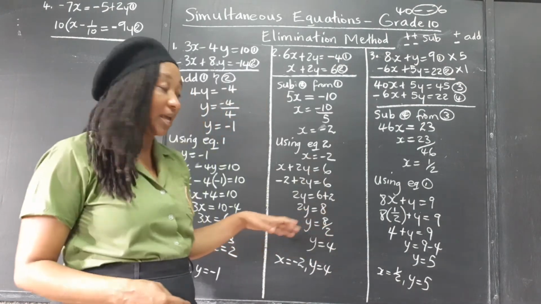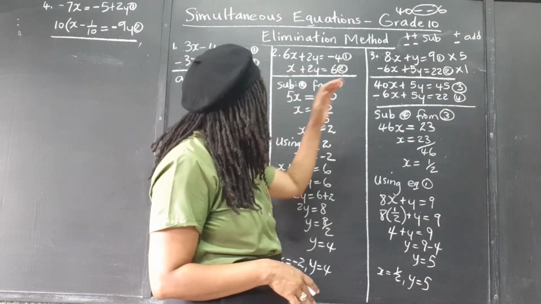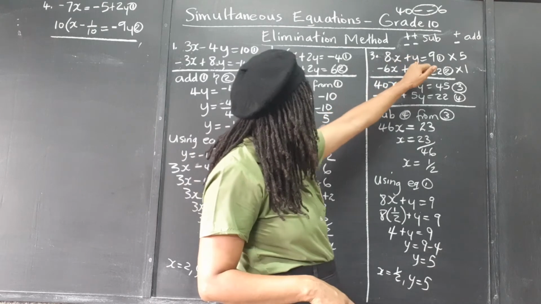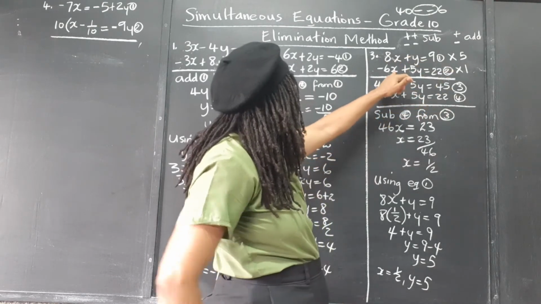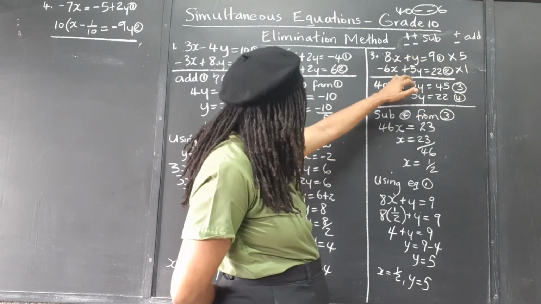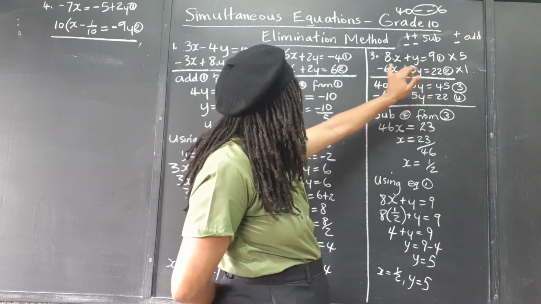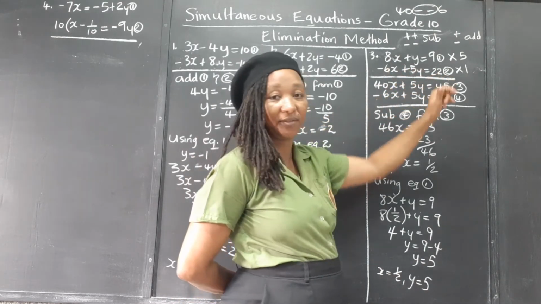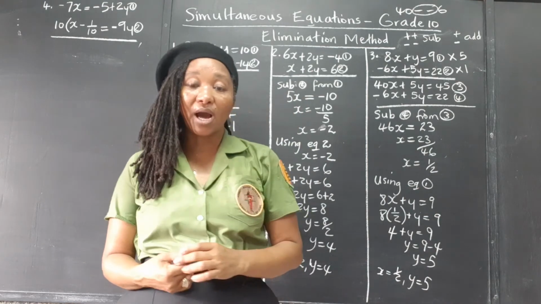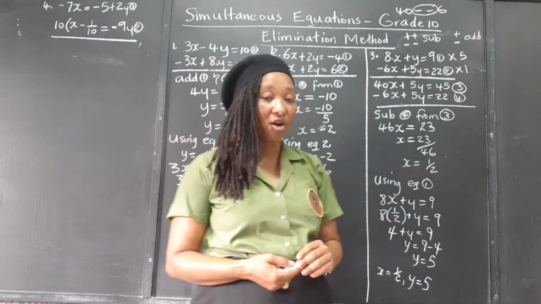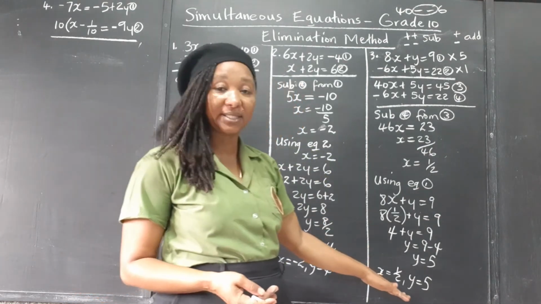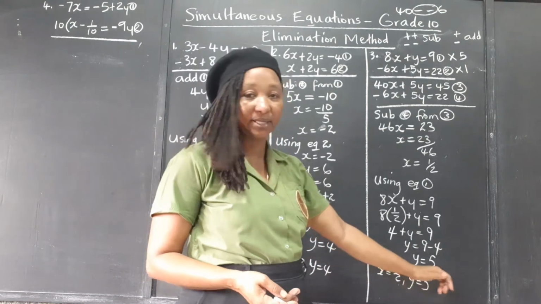Plugging them in, do they make sense? If x is a half, half of 8 is 4 plus 5, that's 9. Half of negative 6 is negative 3. 5 times 5 is 25. Negative 3 plus 25 gives 22. So we are correct. Our solution set, x is a half, y is 5.